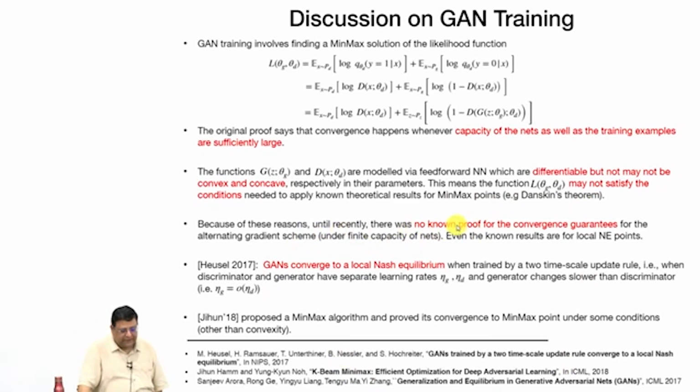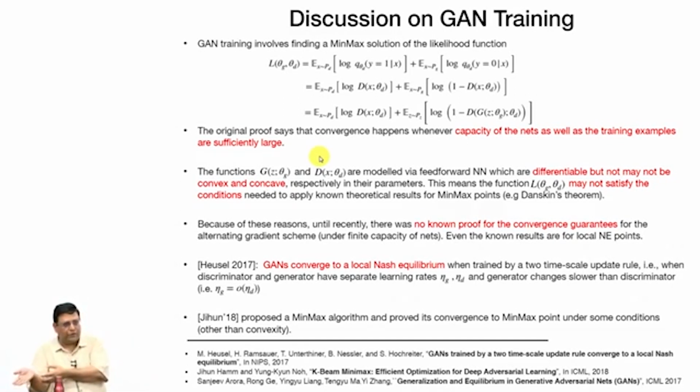Until recently there was no known proof of the convergence guarantee for the alternating gradient scheme under finite capacity. So the original proof says that the convergence happens whenever the capacity of the nets as well as the training examples are sufficiently large. So in the original paper they proposed this algorithm, then somebody has to give you the guarantee that if I run this algorithm I will hit the min-max point. Because my problem was to solve for the min-max point, somebody has to give me a guarantee that it will output the min-max point.